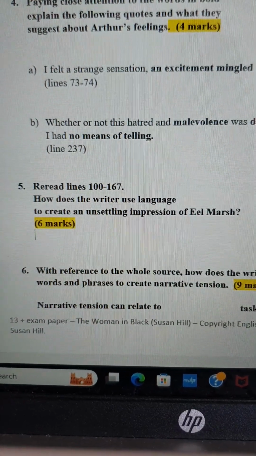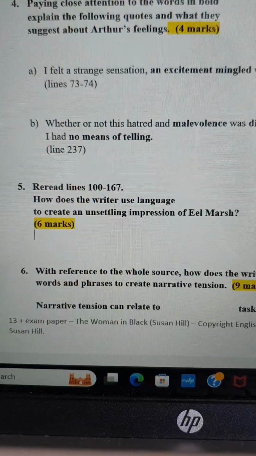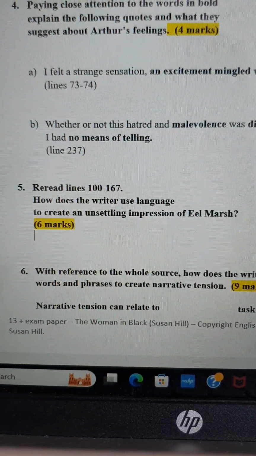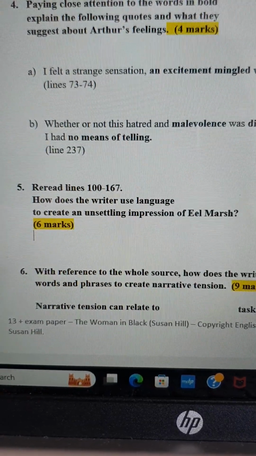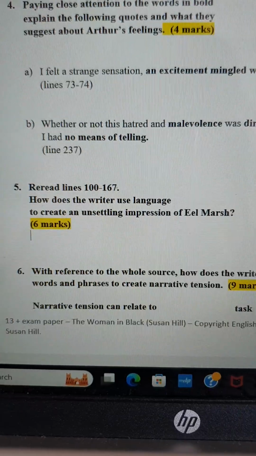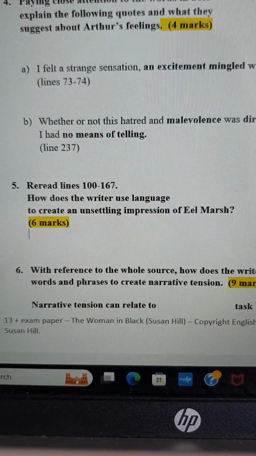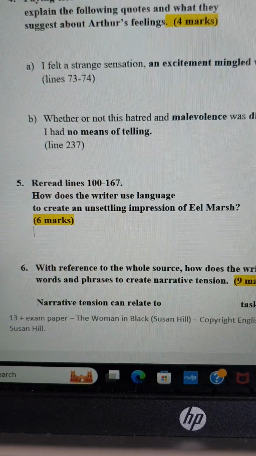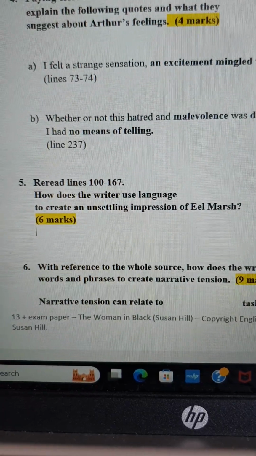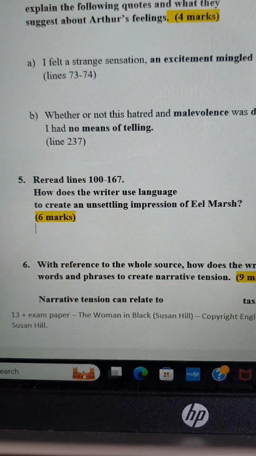We've talked about the fact that impression means what thoughts and feelings are created by this part of the source. And the most important thing now is to pick out your language techniques. So let's go over to the source, and I will give you an opportunity to read it and to answer for yourself.